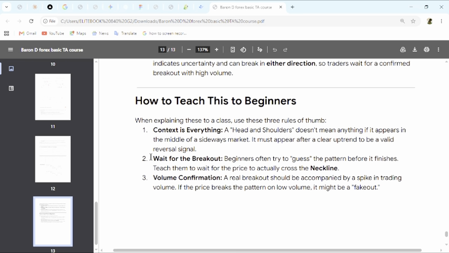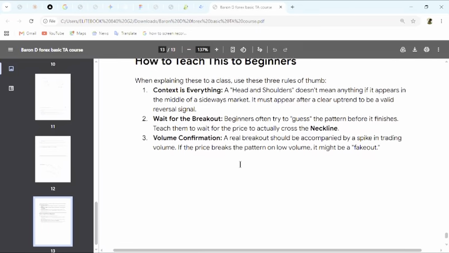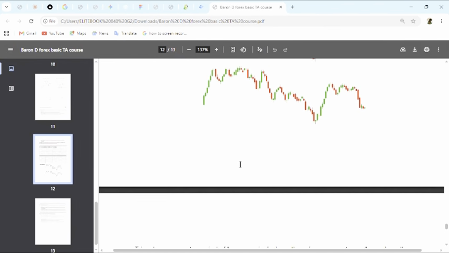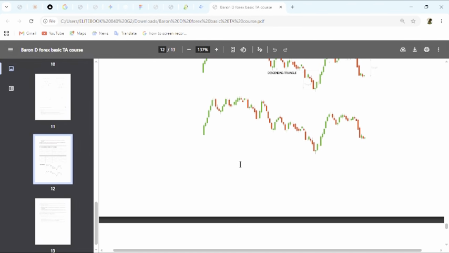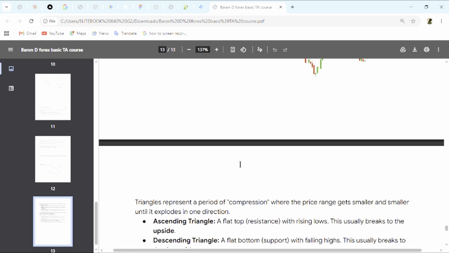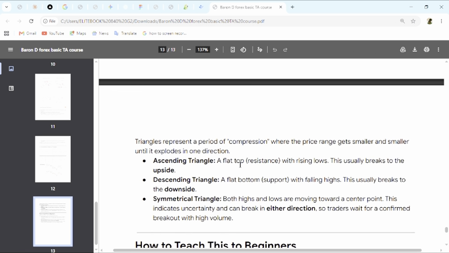So you have to teach yourself how to wait for the price to actually cross the neckline before you take your entry from your reversal, break and retest of that zone. So you have volume confirmation. A real breakout should be accompanied by a spike in trading volume. If the price breaks the pattern on low volume, it might be a fake out. So I hope this concludes the basic understanding of basic terminologies on technical analysis in crypto.